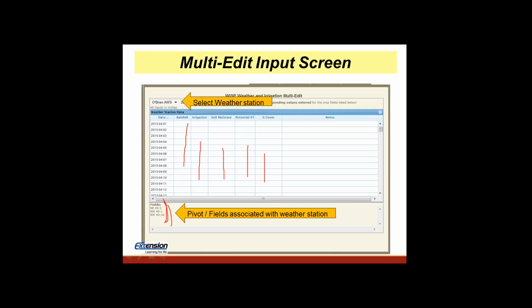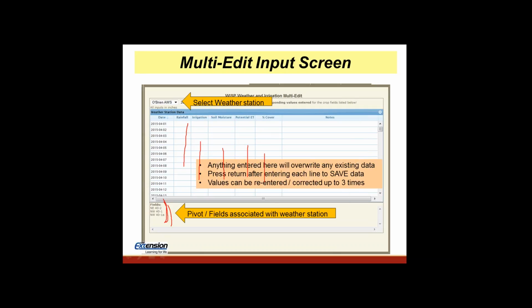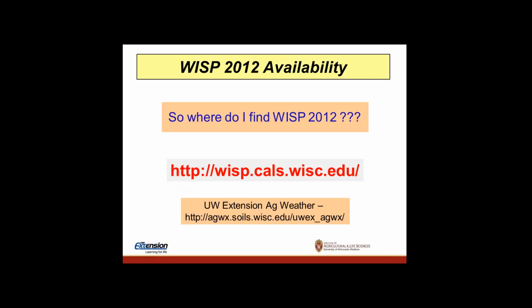If you want to do them individually, you have to bring up the individual field and run those numbers in versus doing that. Now the program only allows you to re-enter data in a block 3 times. I'm not sure what happens after that, but that's what they claim, that you can only do it 3 times. So that kind of concludes it.